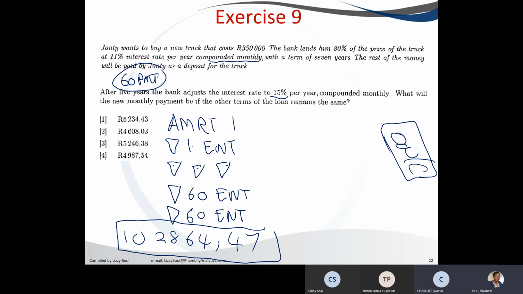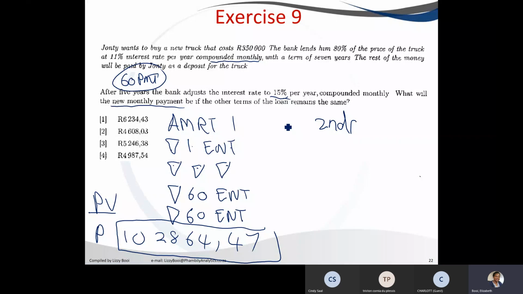It's 47. Now, this is what we're going to call the present value, because we want to know what will be the new payment after the interest has changed after 5 years. So now what we do, we use this as our present value, which is our P. Our interest is 15, so we go second function, CA, those who are using the financial calculator. It is still compounded monthly, so you don't have to do second function CA. I hope you haven't gone out of your calculator and done this.